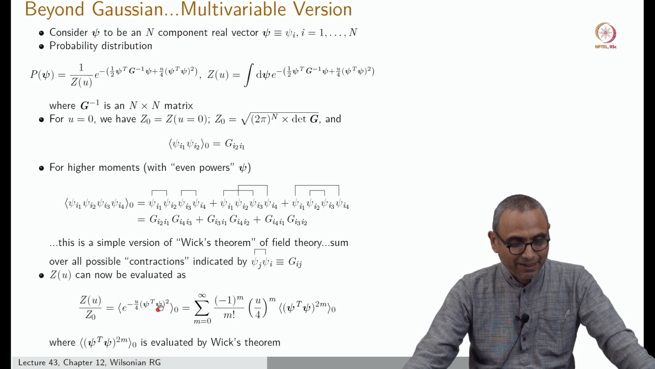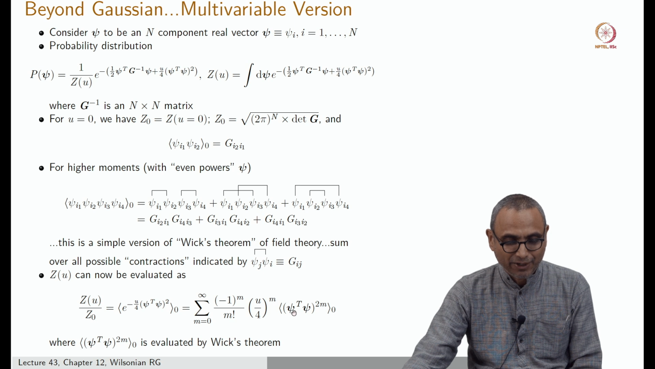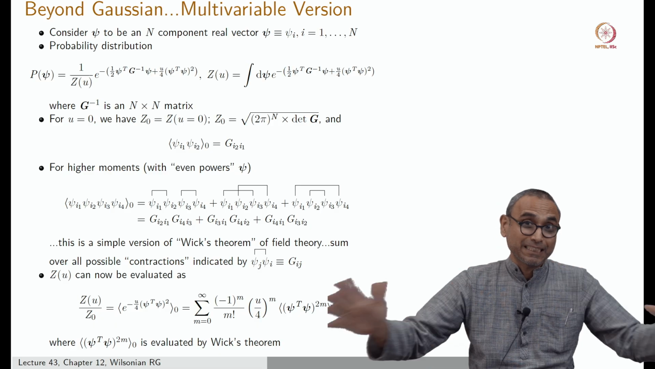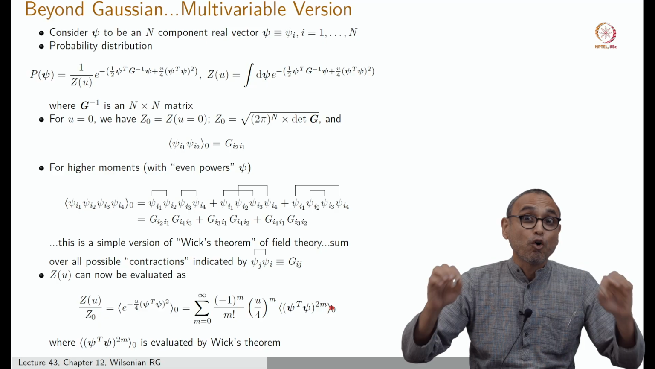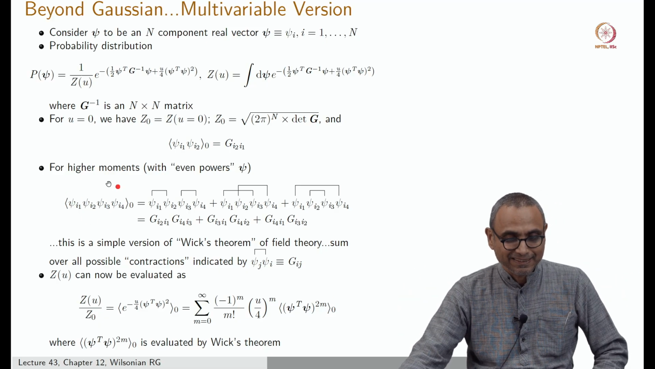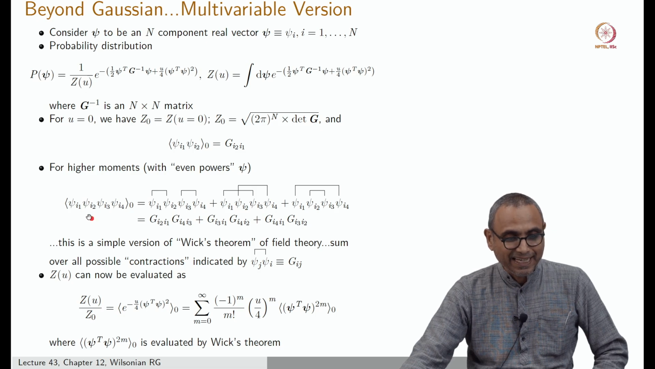This term I can now expand in power series, and now I will see that I will get this object as expectation value of psi transpose psi. So that's a number to the power 2m. If you expand that number out, there will be 4m powers of psi. So for example, if m were equal to 1, then I will get a term something like this. I will get terms of this kind.